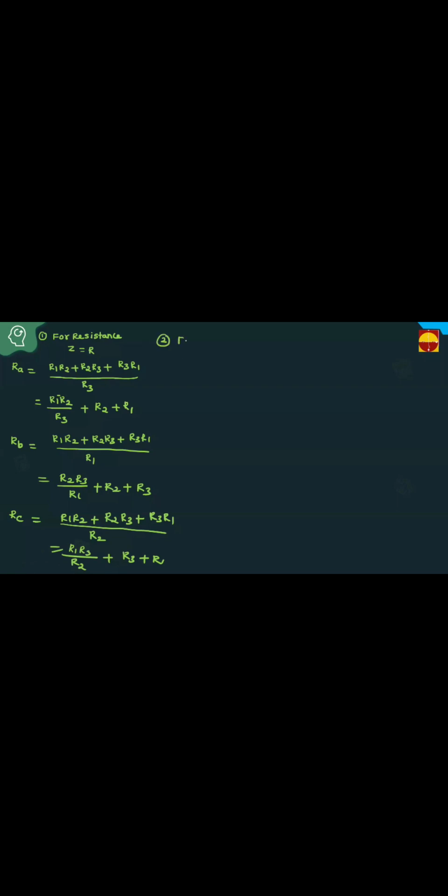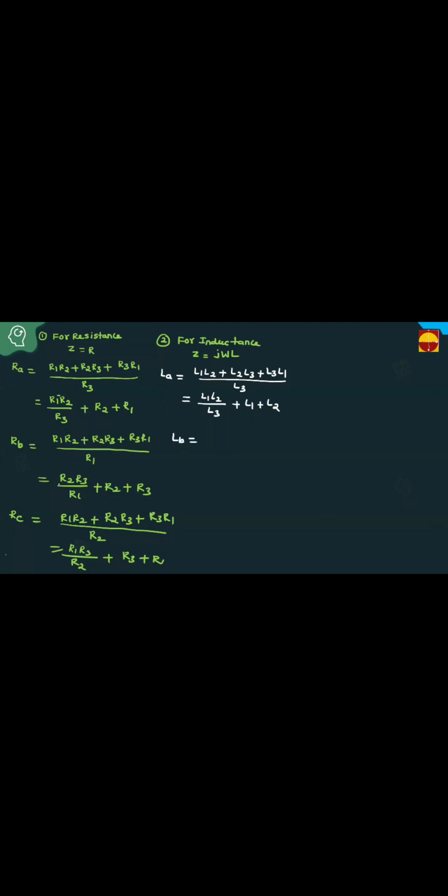Now for inductance, try the formulas also. In inductance, Z equal to j omega L. The j omega cancels, then we can get L only. How to write LA? LA equals L1 L2 plus L2 L3 plus L3 L1 divided by L3. You can also simplify it like this: L1 into L2 by L3 plus L1 plus L2.